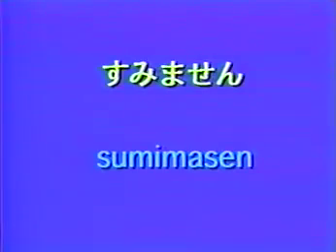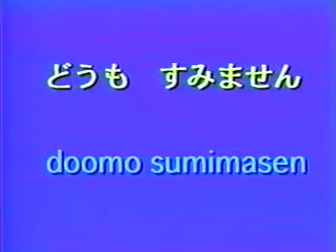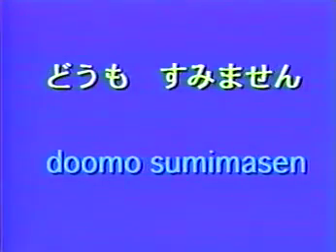Now, if you want to say sorry, you would say, "Sumimasen." Okay, let's practice saying sumimasen. Good. Now, if you want to make it even more polite and formal, you could add "doumo," doumo sumimasen. In other words, adding doumo makes it like, I am very sorry. Everybody, doumo sumimasen. Good. This means I am very sorry.